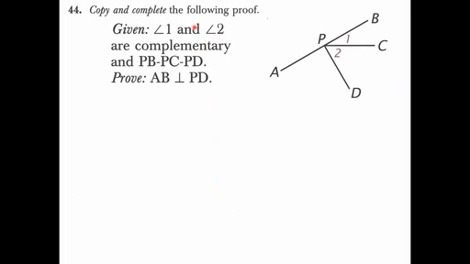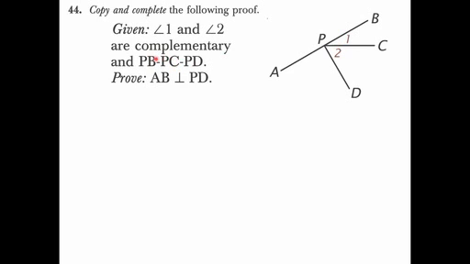Next, copy and complete the following proof. We know that 1 and 2 are complementary. So I'm thinking, hey, if they're complementary, I know something about their sum. And if that sum is 90, then I know that these two lines would have to be what? Because they're creating a right angle.